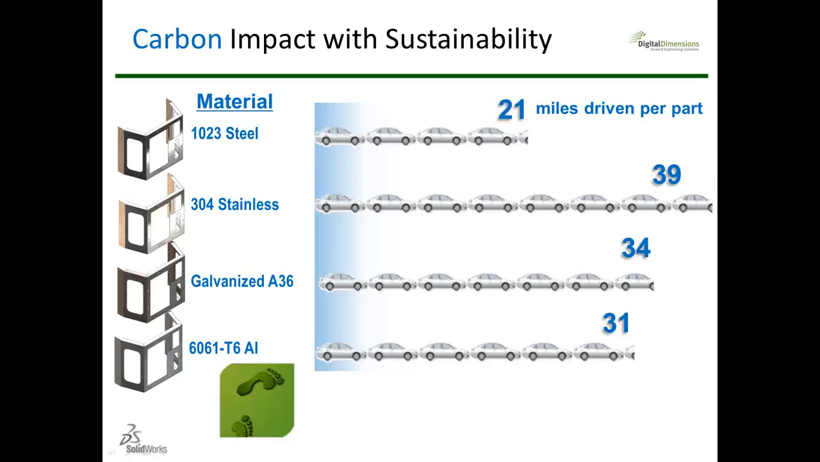Again, if we were to compare plain carbon steel versus our baseline 304 stainless steel, we can see that there's a difference of 18 miles being driven per part, if we were to correlate one part equals X amount of miles. So if I were to go in and run a batch of 1,000 parts, we're looking at 18,000 miles difference between our 1023 steel and our 304 stainless steel. That's a huge impact. That's maybe like driving from coast to coast, east coast to west coast, 6 times. So again, we're looking at monumental differences when it comes to material selection.